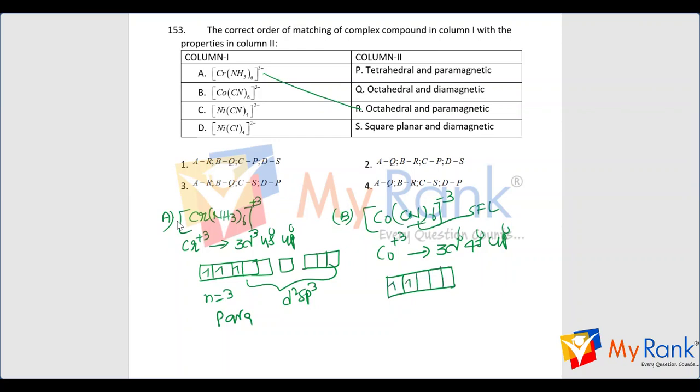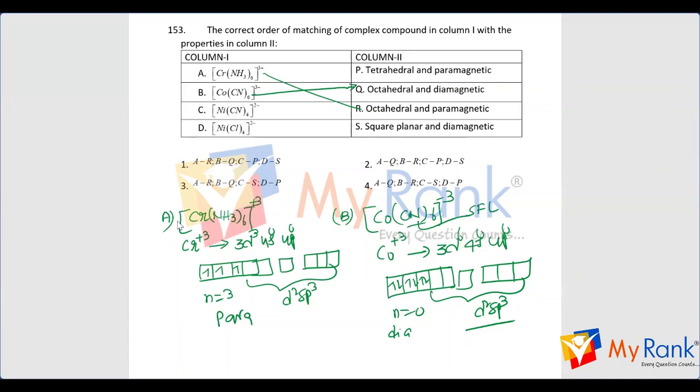1, 2, 3, 4, 5, 6. And d orbitals and p orbitals are there. Hybridization is simply d2sp3, again octahedral, but n is equal to 0, and which is simply diamagnetic. Octahedral and diamagnetic. B is matched with which one? Simply Q. A is R and B is Q.